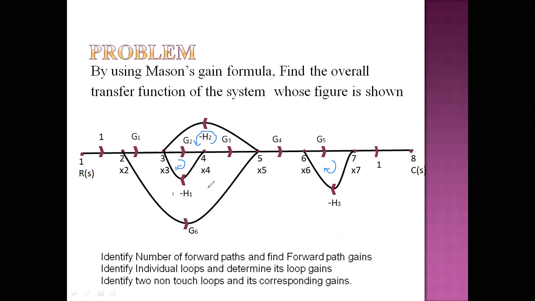Next, finding the 2 non-touching loops. Considering this loop and this loop, these two are non-touching loops because there is no common node between these 2 loops. Next, considering this loop, nodes 3, 4, 5 to 3, and this loop, there is no common node. So these 2 loops are non-touching. Let us see each case separately.